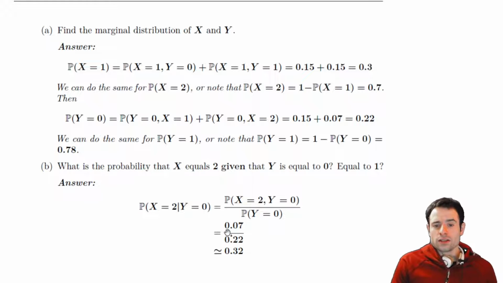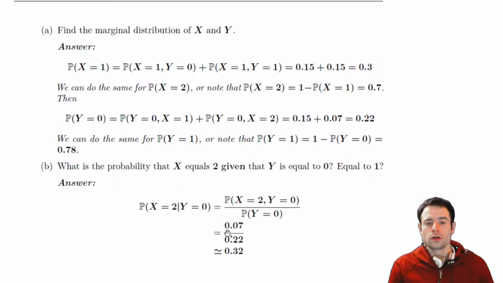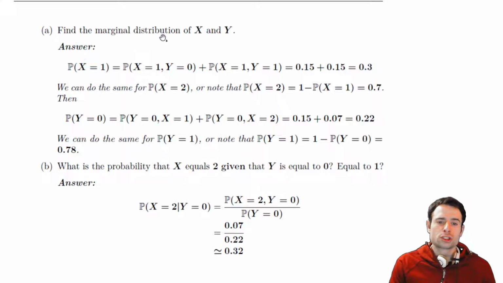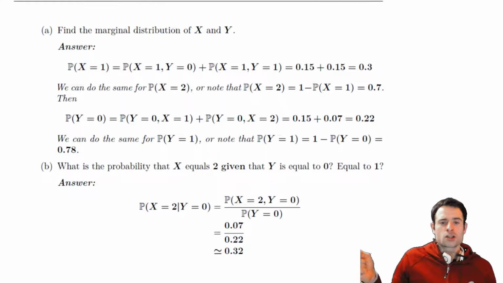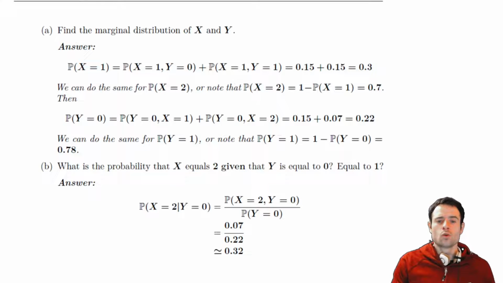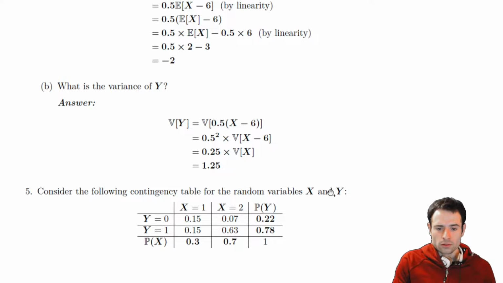First thing we need to find, and first thing we should look for, is the marginal distribution of x and of y. Remember, the marginal distribution is the distribution of x alone. I do not want to know the probability of x being equal to 1 and y being equal to something. I just want to know the probability of x being equal to 1. And looking at this table, x is equal to 1 in 2 different instances, when y is equal to 0 and when y is equal to 1.